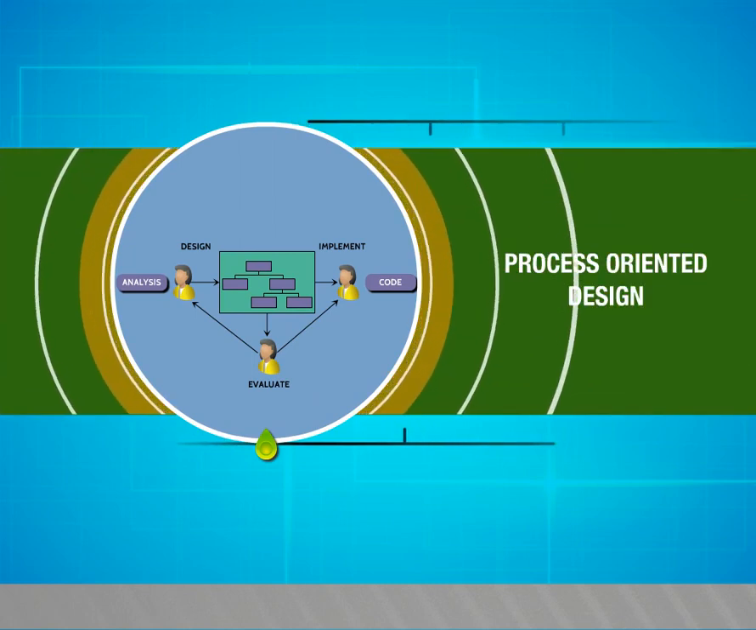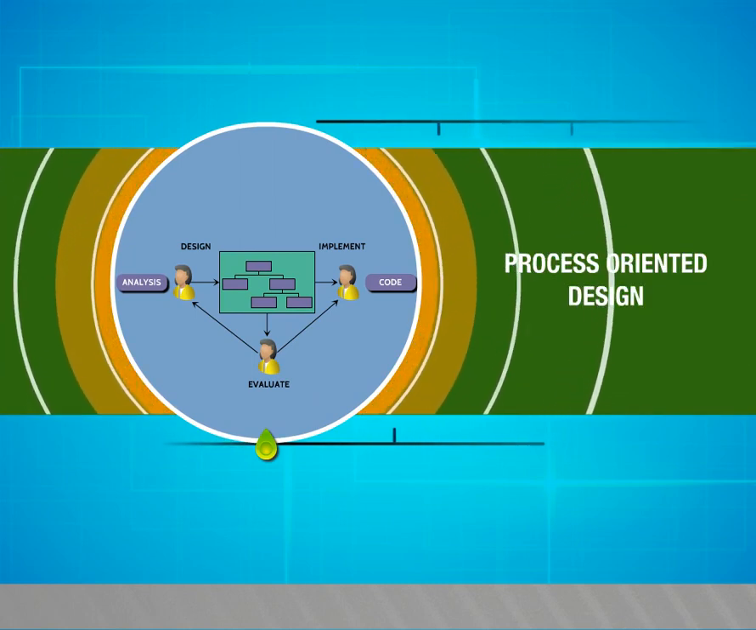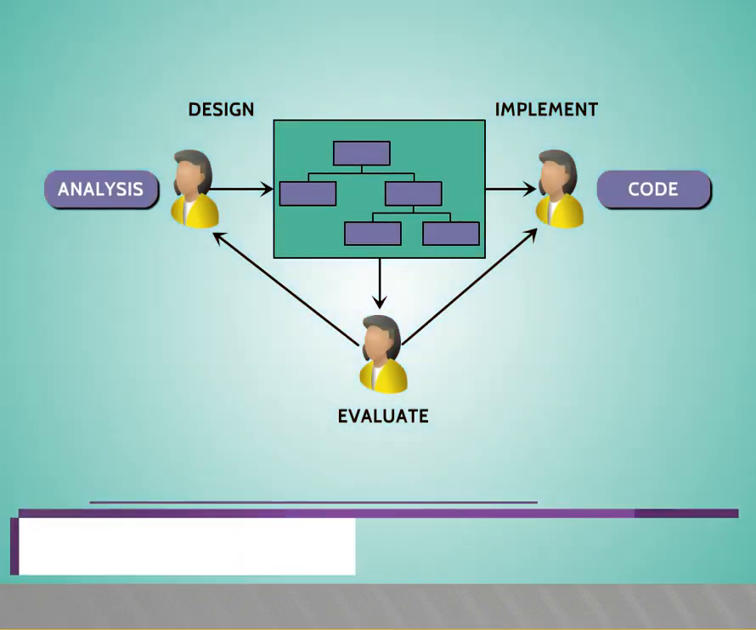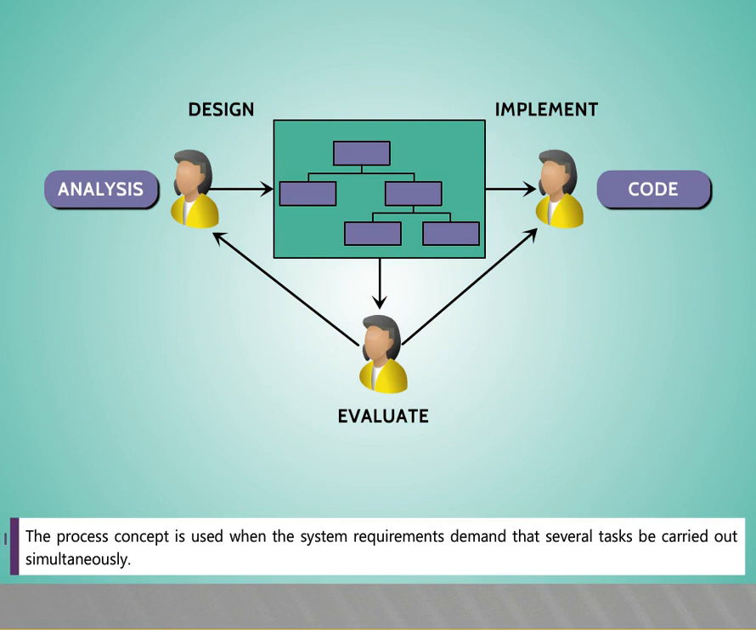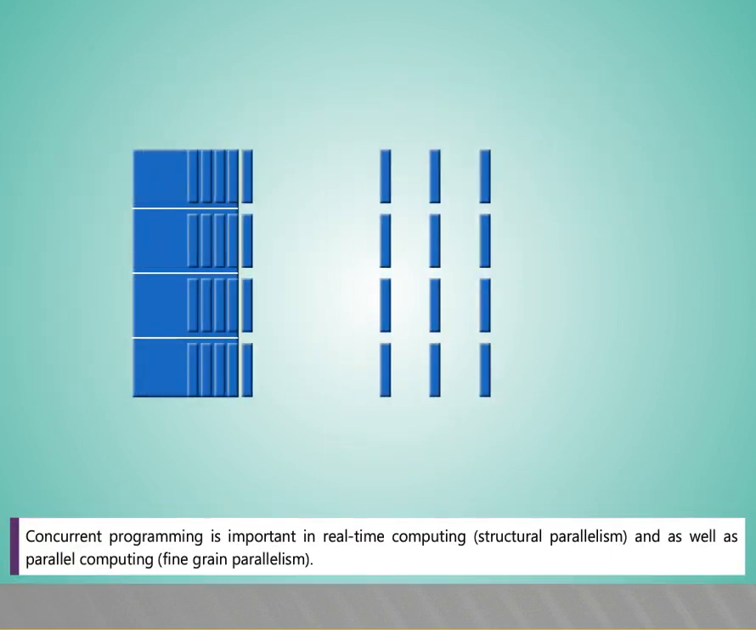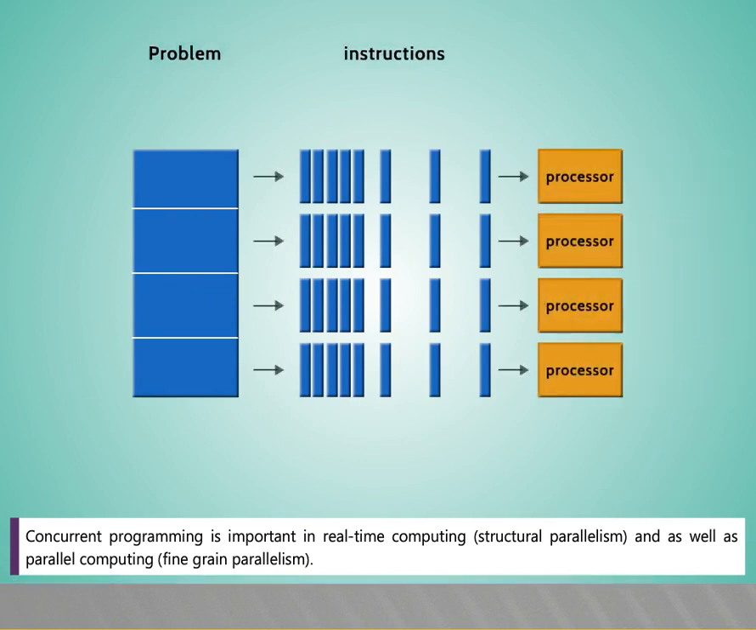Process-oriented design. In this video, we are going to see about process-oriented design. The process concept is used when the system requirements demand that several tasks be carried out simultaneously. Concurrent programming is important in real-time computing, that is structural parallelism, as well as parallel computing, that is fine-grained parallelism.